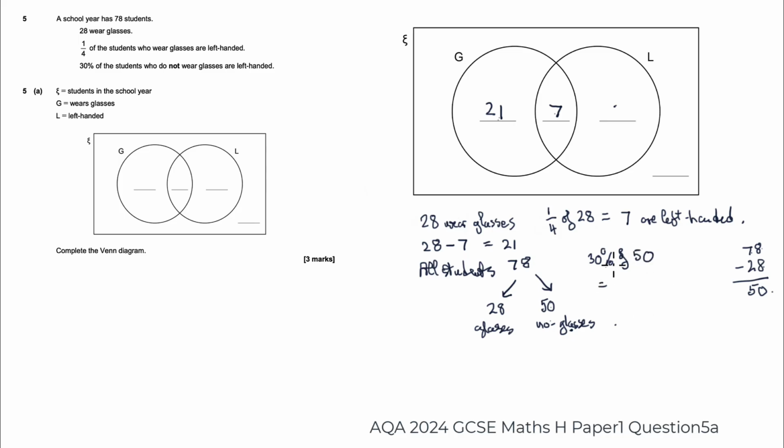Well, let's figure that out. 30% means divide by 100, of, we just replace it by times. So it's 30 over 100 times 50. Now we can do a lot of cancelling here, top and bottom numbers. 50 goes into 50 once, 50 into 100 goes twice. So we've got 30 over 2, a half of 30, that's 15.